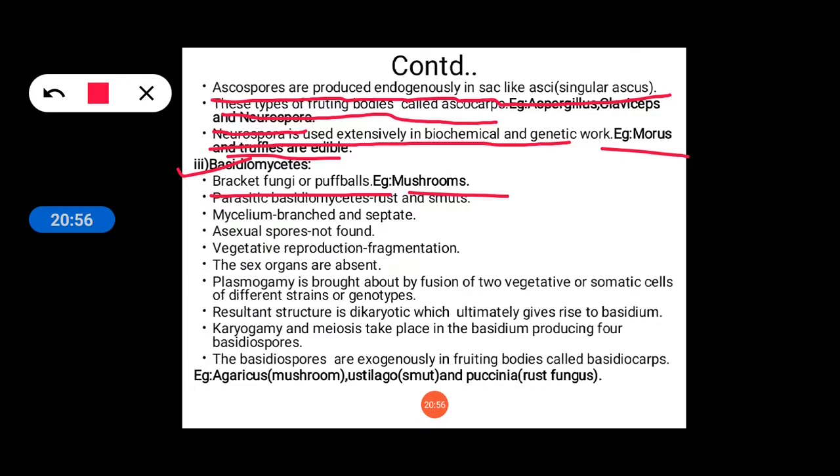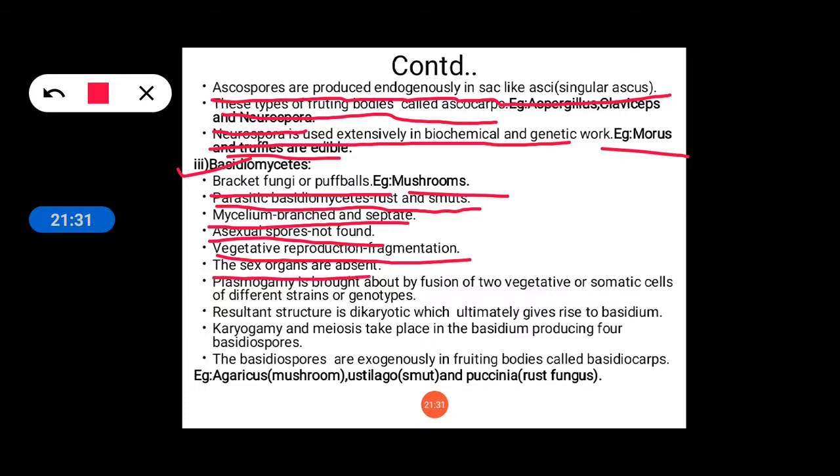Parasitic basidiomycetes are known as rust and smuts. There are various parasitic basidiomycetes and these are known as rust and smuts. Mycelium, branched and septate. Here the mycelium is branched and septate. Asexual spores not found. Asexual spores are not found in this type of fungi. Vegetative reproduction, fragmentation. Vegetative reproduction occurs by the process of fragmentation. The sex organs are absent.